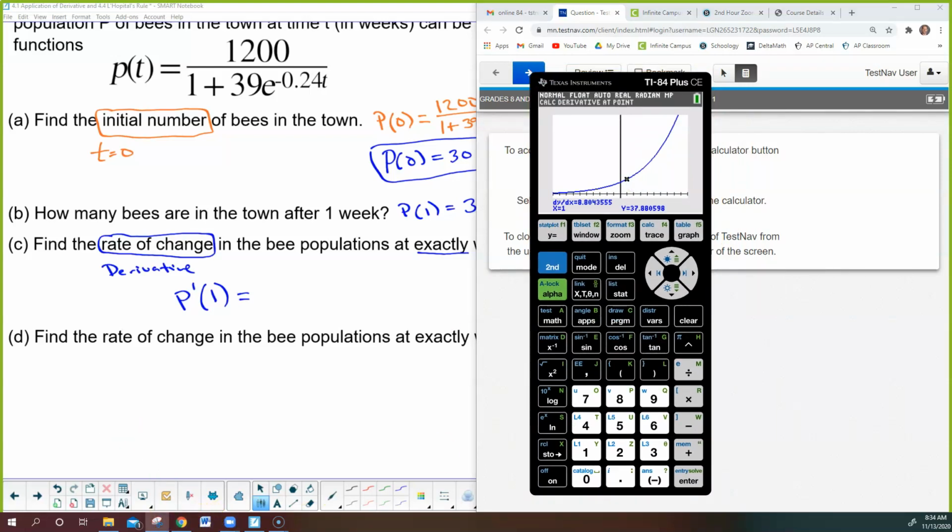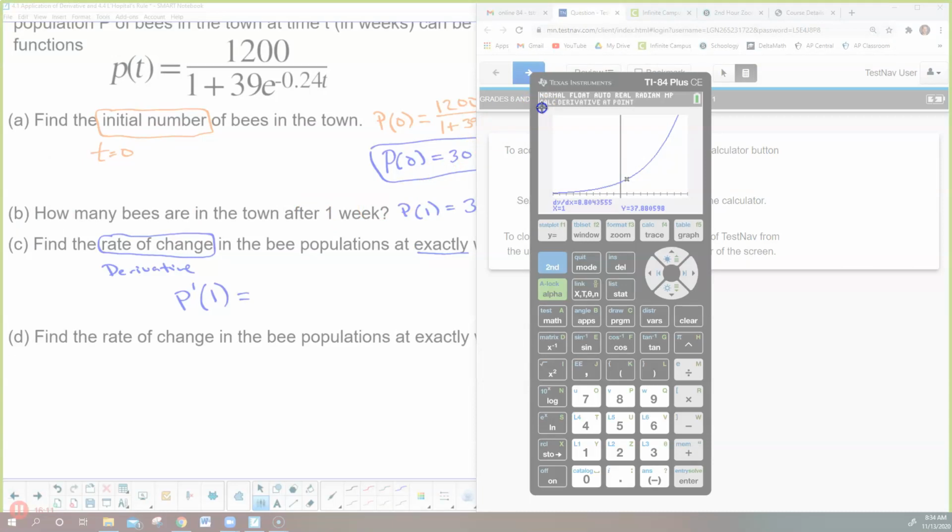Which button did you press to get there? Second calc. So you got to hit the second button and then the calc button, and that'll be option 6. We're going to do it again here in a second.